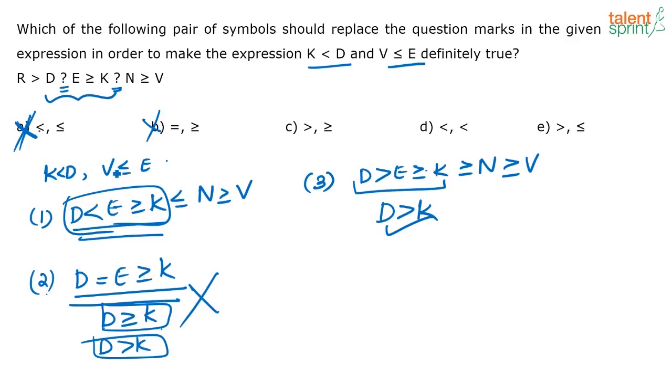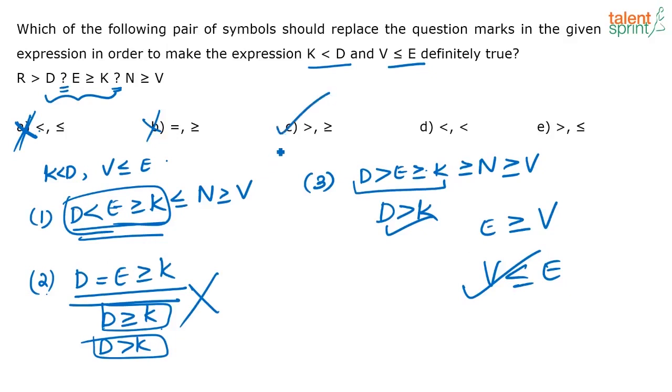Now I have to find out the relationship between V and E. Again, what do you have? You have E greater than or equal to K greater than or equal to N greater than or equal to V. Or directly I can say E is greater than or equal to V. Or if you write it the other way, you can say V is less than or equal to E. So it satisfies the second condition also. So the correct answer for this question is option C.